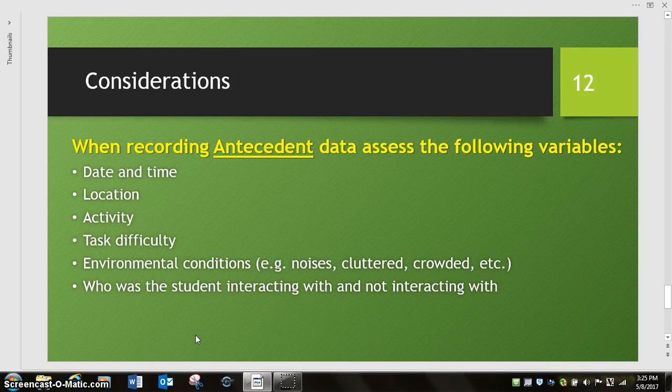Now, you might not necessarily need to include all that information, but if you're having a hard time seeing a trigger, identifying a trigger, you'd want to include as many of those variables as possible.